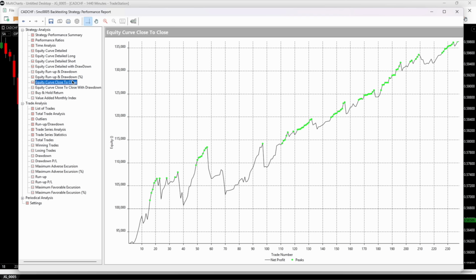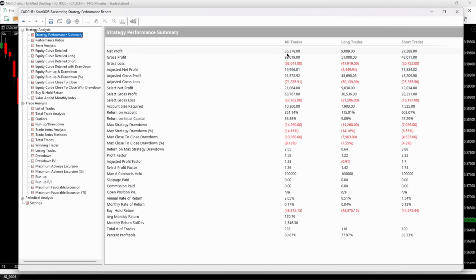And the equity curve, now you can see that we've got that out of sample bit stitched onto the end. So quite a nice consistent equity curve with a high win rate. And we've got a net profit of 36,000. It doesn't trade too often, but when it trades, it's fairly accurate.